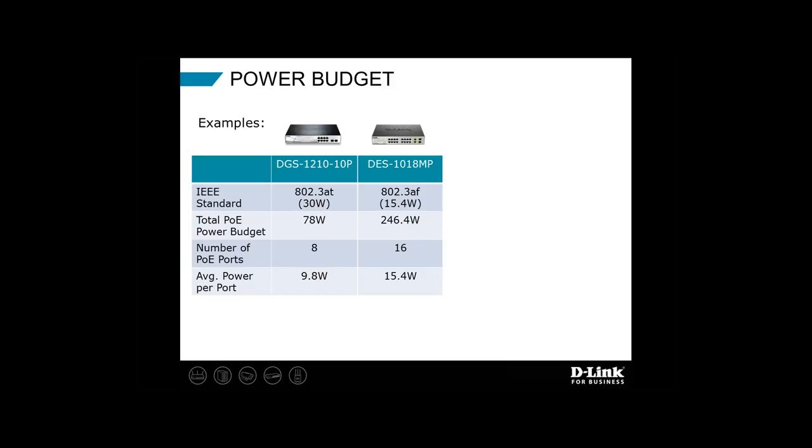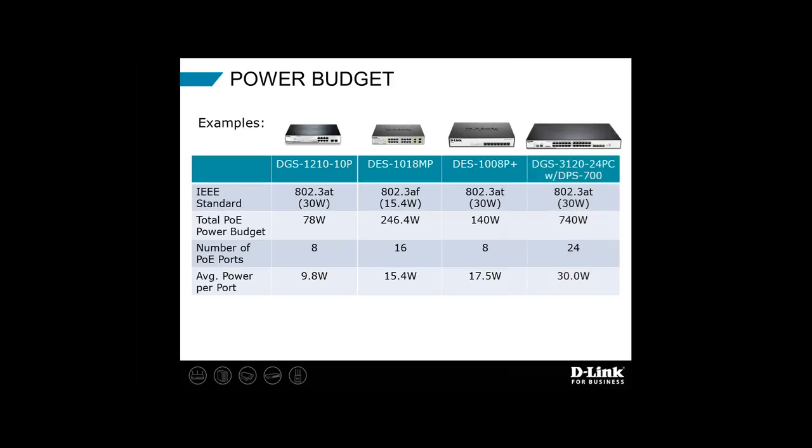So here I could indeed support 16 IP cameras or 16 access points, all running concurrently and all drawing the full 15.4 watts concurrently. This particular switch here has 8 ports. Its PoE budget is 140 watts. The math on this one comes out to be 17.5 watts per port. So again, I'm getting even more power per port on average, but I pay for that in terms of cost as well as probably extra fans.